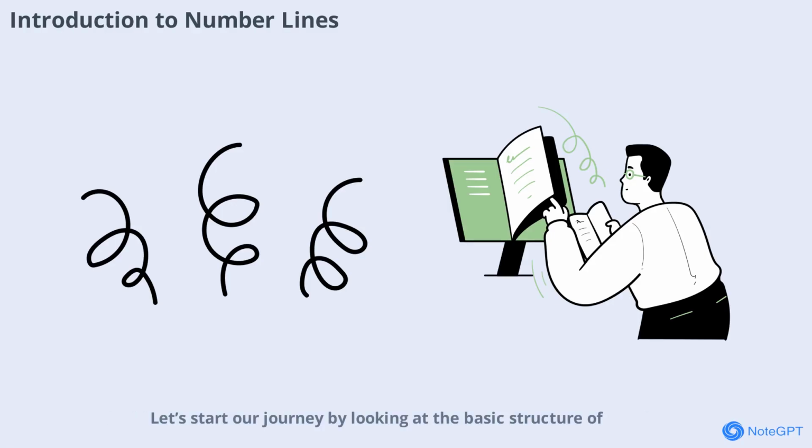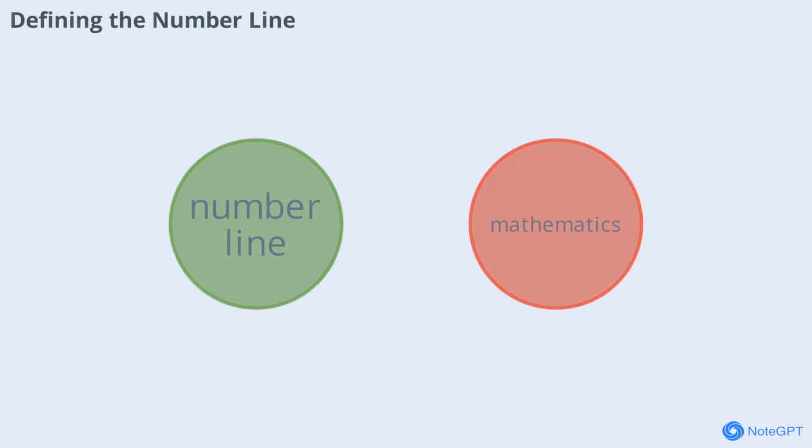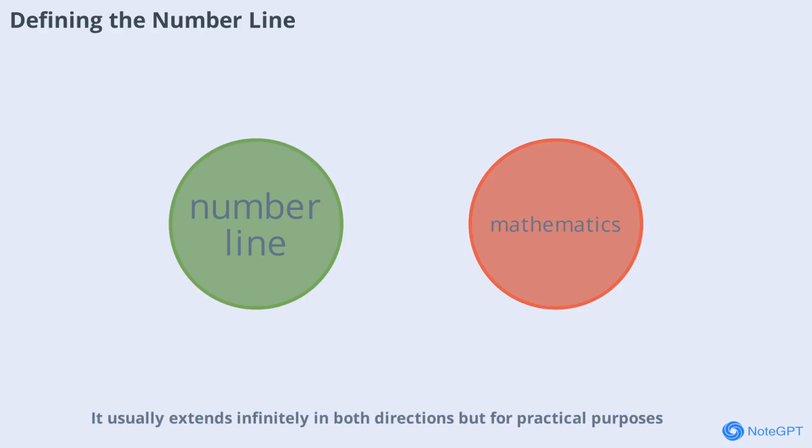Let's start our journey by looking at the basic structure of a number line and how it helps us make sense of numbers. A number line is a straight horizontal line on which numbers are placed at equal intervals. It usually extends infinitely in both directions, but for practical purposes we often focus on a segment. The center point is 0, with positive numbers to the right and negative numbers to the left. This simple layout helps us visualize the order and spacing of numbers.